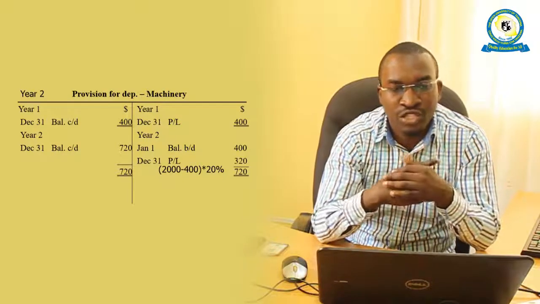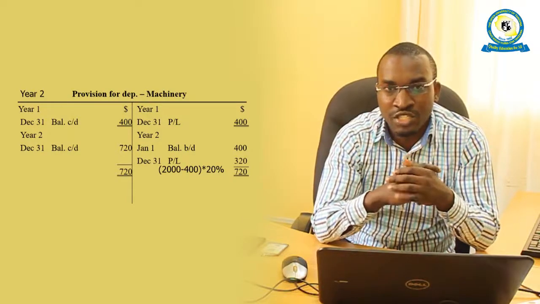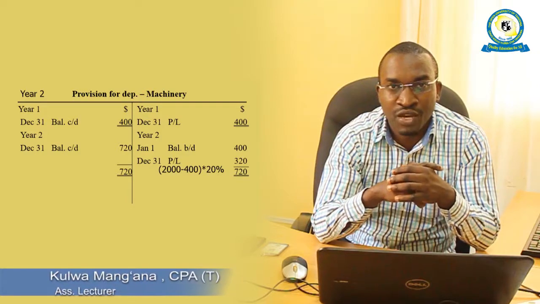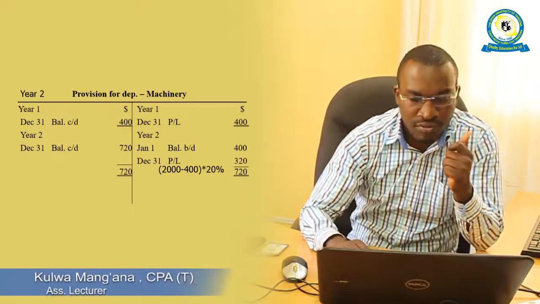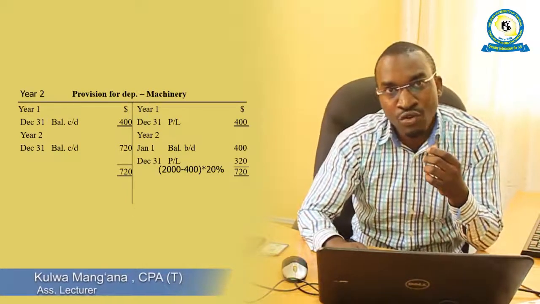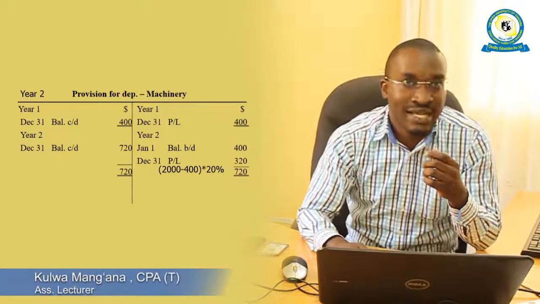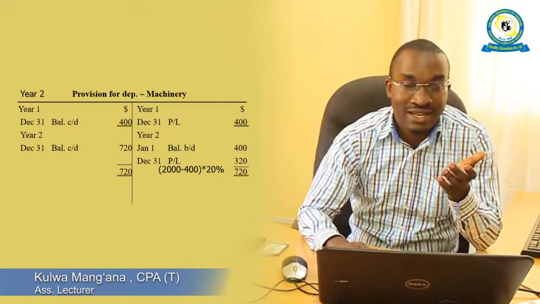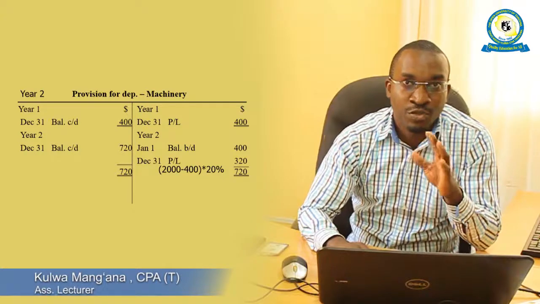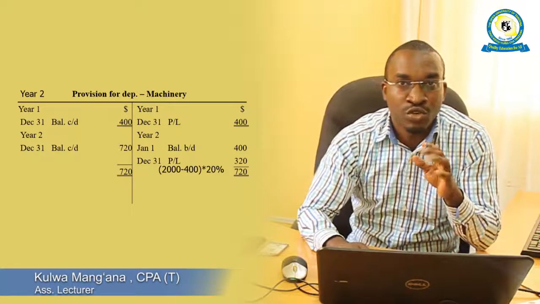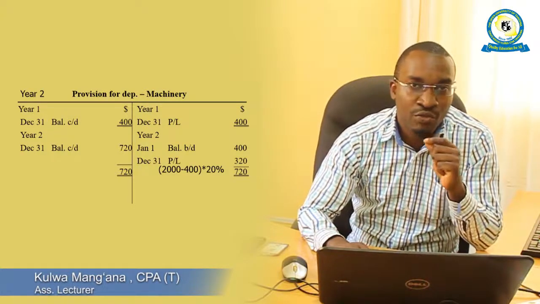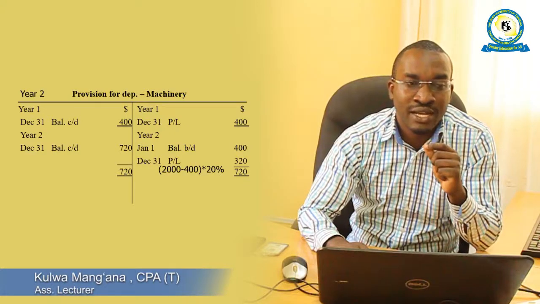Now our depreciation rate is 20%. So again, 20% times the net book value here, which is 2,000, you're going to get 400 again. But if you go to the second year, our provision will change. Using the same method, our provision for depreciation is going to change. Why? Because of how we are going to calculate depreciation for the second year.